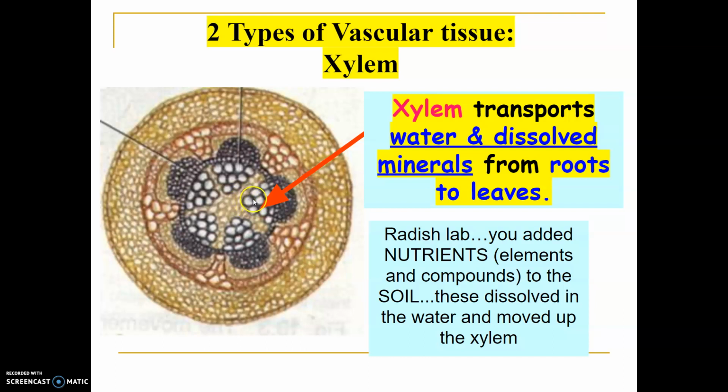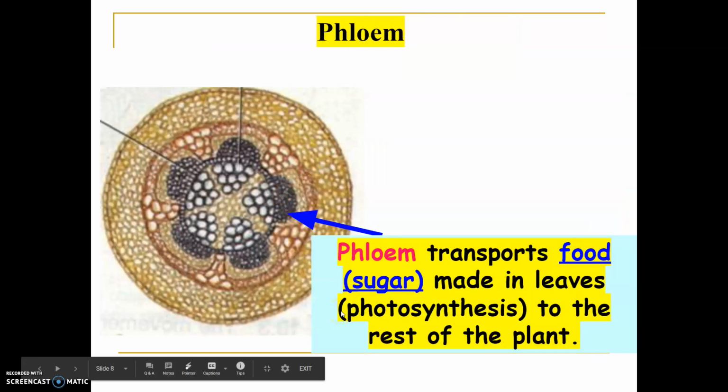We will look at this on a slide, and you'll notice that the xylem cells are bigger, and they have a thicker wall or stain around them because they are actually made of dead cells. So xylem makes up a series of tubes that just run from the roots all the way up to the top of the plant. And as we know from our radish lab, we dissolve nutrients in the soil. So that should help you remember that those nutrients that get dissolved in the water get transported through the xylem to all the parts of the plant.